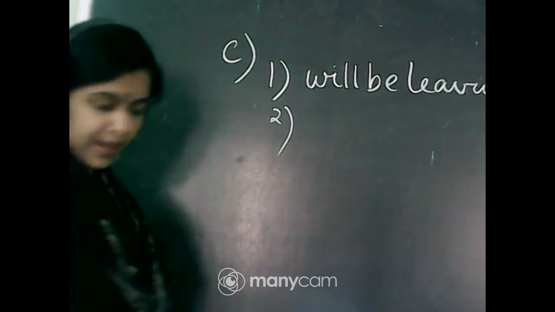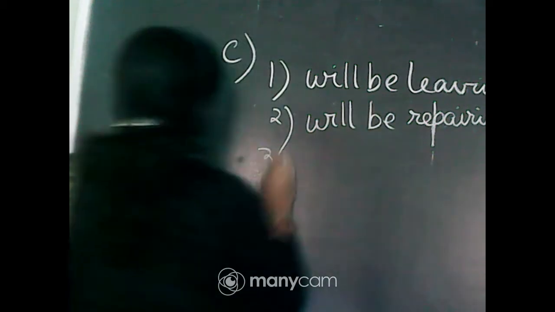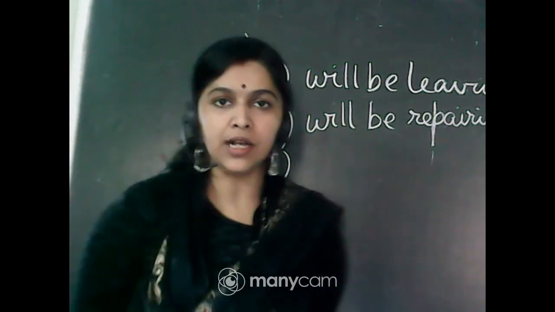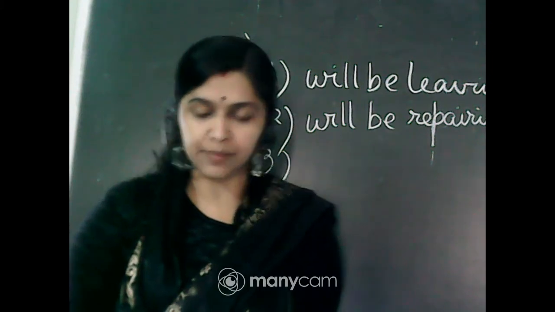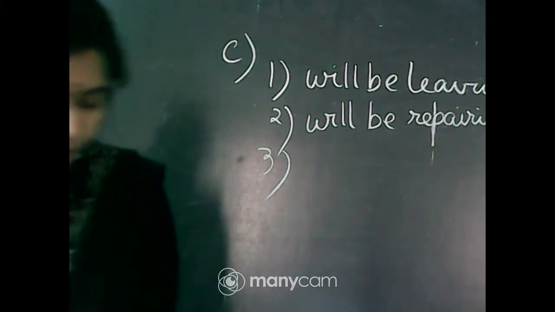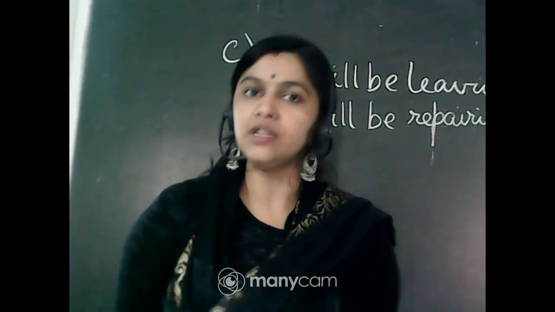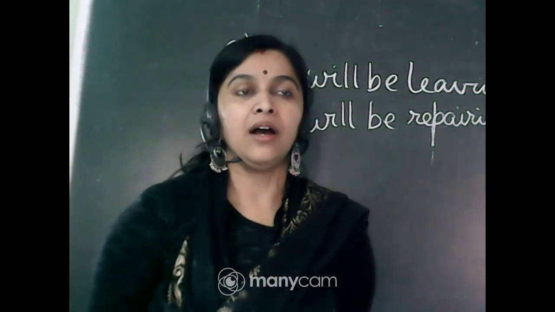Number 2, the mechanic will be repairing the fan today. Number 3, Hina will be waiting for her cousin in the evening. Number 4, Harish will be getting. So it's very simple, you can do it. Come to exercise number D, where you have to use the future perfect tense. Future perfect tense, I have told you the form will be will or shall plus have plus V3 form.